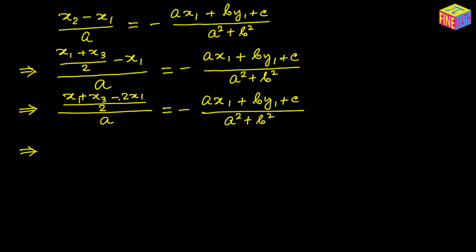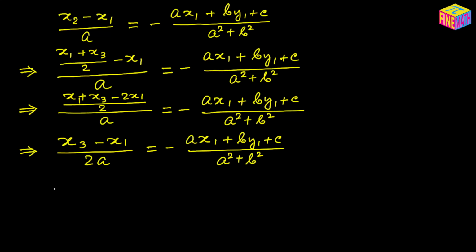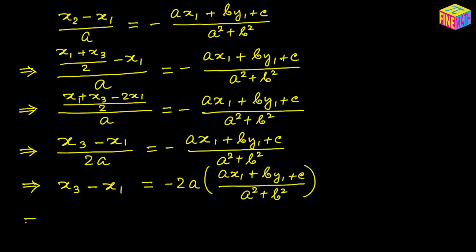So it would be x sub 3 minus x sub 1 divided by 2 and divided by a. So we can write it as x sub 3 minus x sub 1 over 2 times a is equal to negative of this quantity. And if we multiply both sides by 2 times a, then we get x sub 3 minus x sub 1 is equal to negative 2 times a times this quantity. And from here we can say, well, then x sub 3 is equal to x sub 1 minus 2 times a multiplied by this quantity.